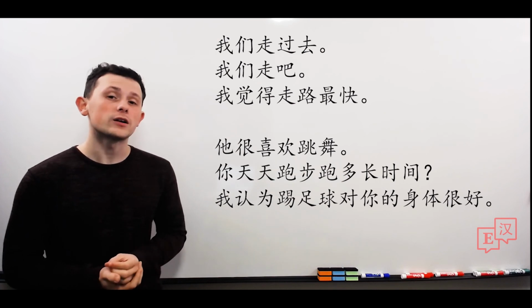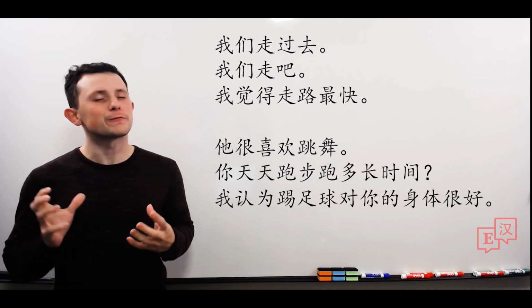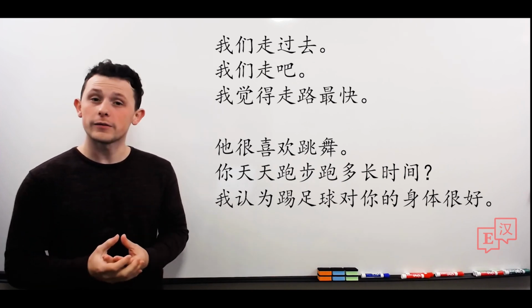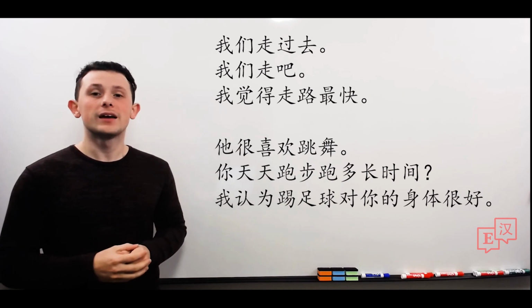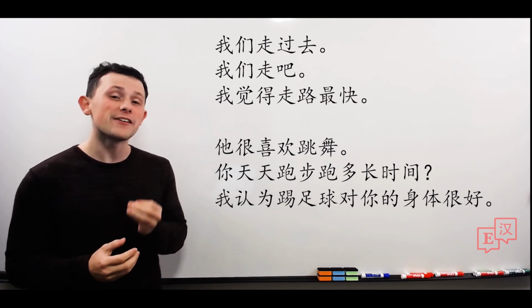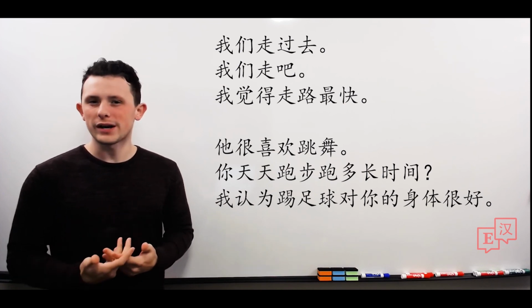Now, note again here, we don't say play, we say ti, meaning to kick, because that's just the verb that pairs with the sport soccer. We use our foot for that activity, so we use the verb ti. Now, also, we have to have 足球 there. It would not sound right otherwise.